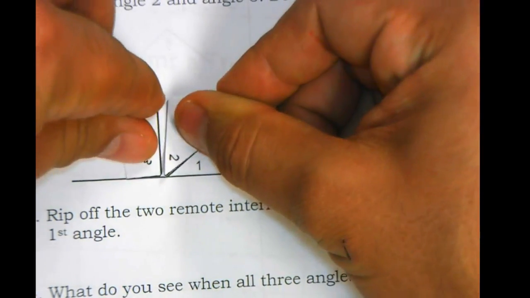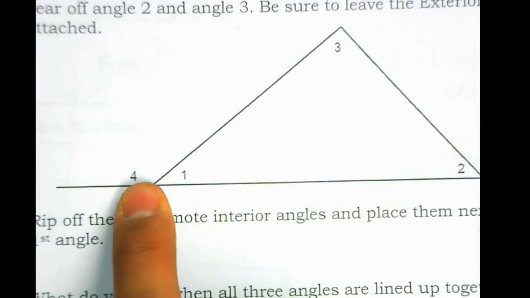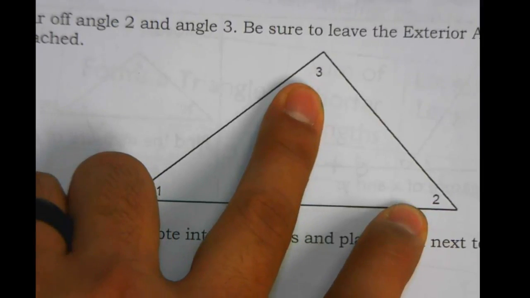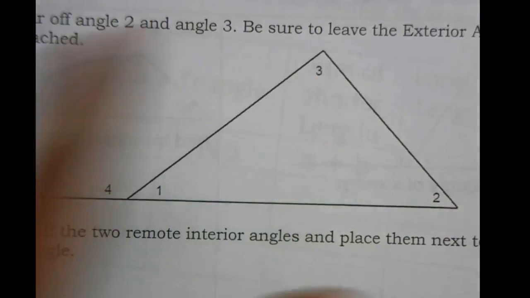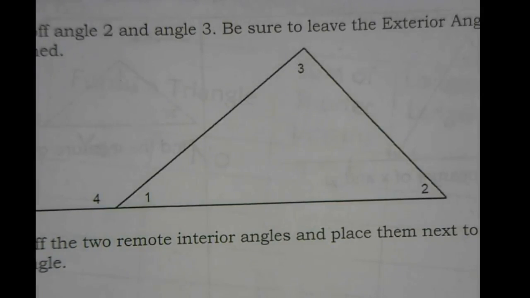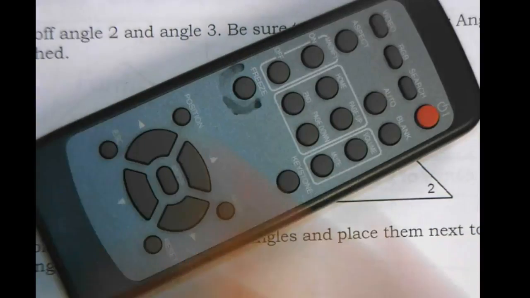Okay, so what does that mean? Well, this outside angle equals these two angles added together. Now, you need to know the name of these angles. Now, there's a name for when something is far away. What do you call when something is very far away?